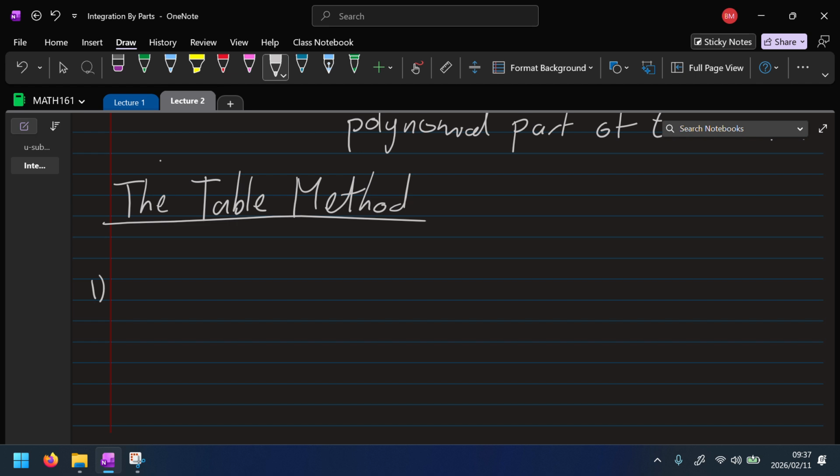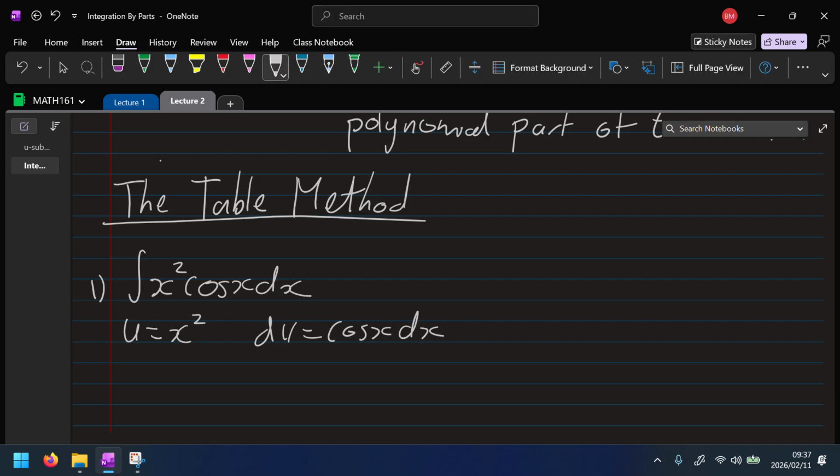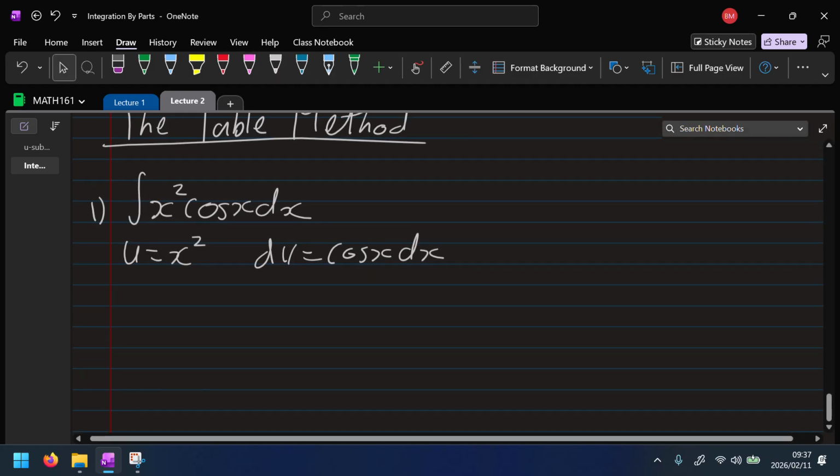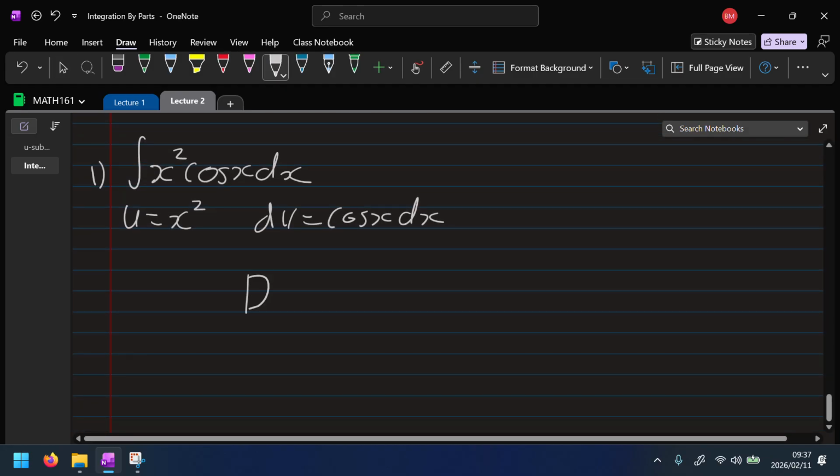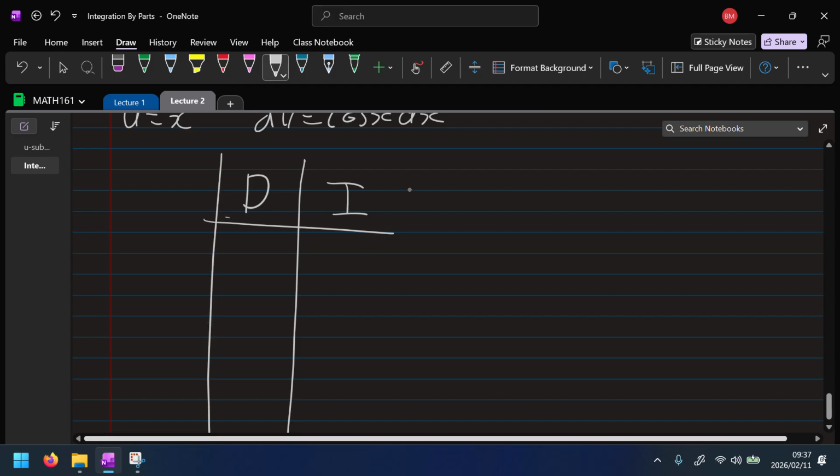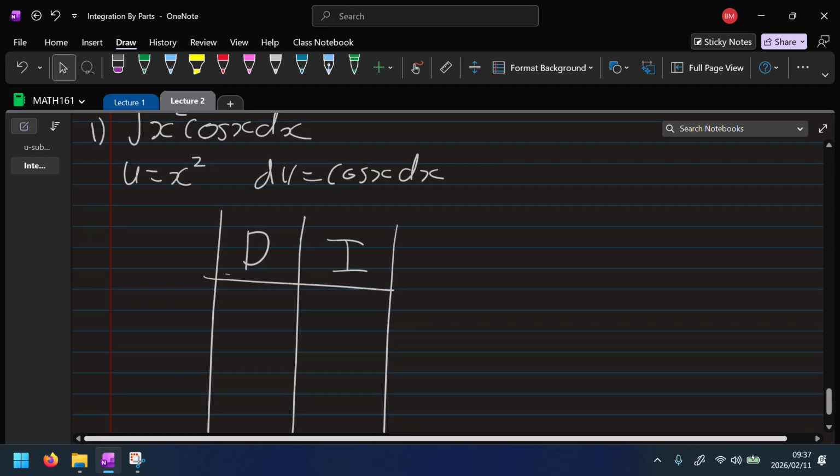So example number 1 is just a repeat of what we had before, but now we're going to use the table method. Yeah. So same thing. It starts out the same. We're going to pick u and dv. But now instead of completing this table we had before and subbing into the formula and so on, we're going to set up a different table. So it's the DI table.